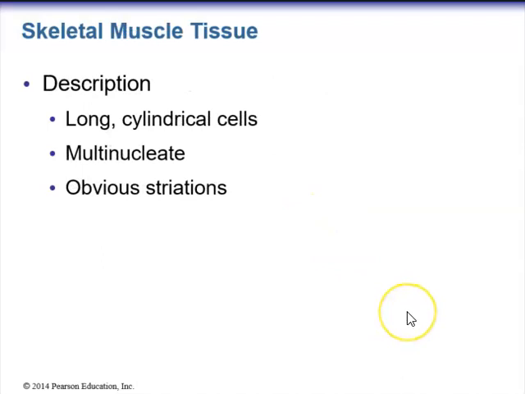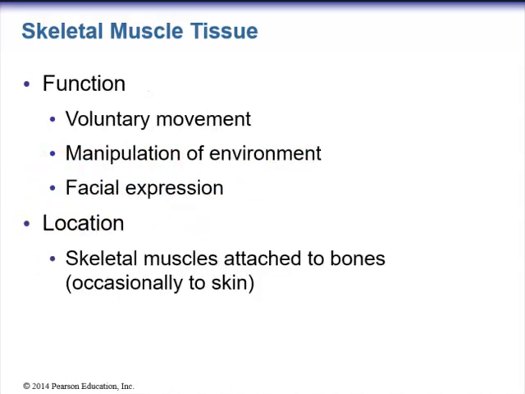And first we're going to talk about skeletal muscle tissue. These are made up of long cylindrical cells. They are multinucleate, meaning they contain many nuclei, and we have obvious striations. The function of skeletal muscle tissue, of course, is voluntary movement, as well as manipulation of the environment, and we have our muscles of facial expression. Skeletal muscles are attached to bones, and occasionally they can be attached to skin.